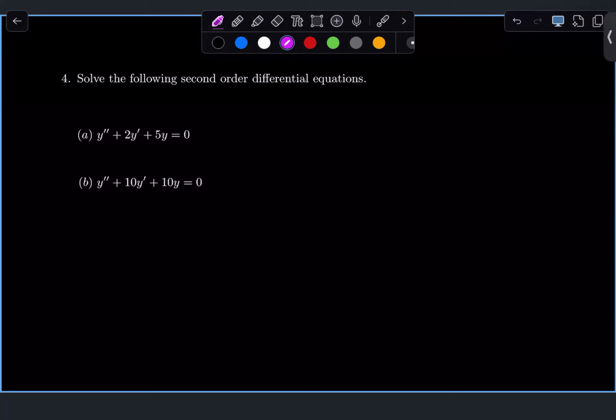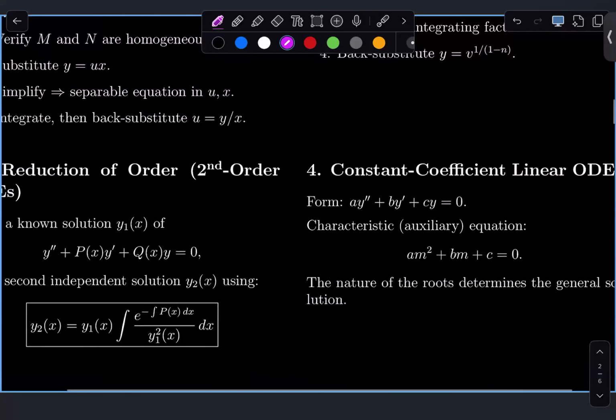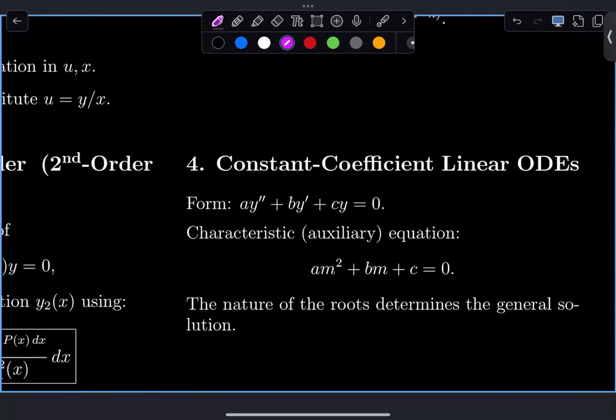Okay, so in order to solve them, before you solve it, let me go back to the formula sheet and just review. Okay, so we have constant coefficient linear ODEs. The form looks like this.